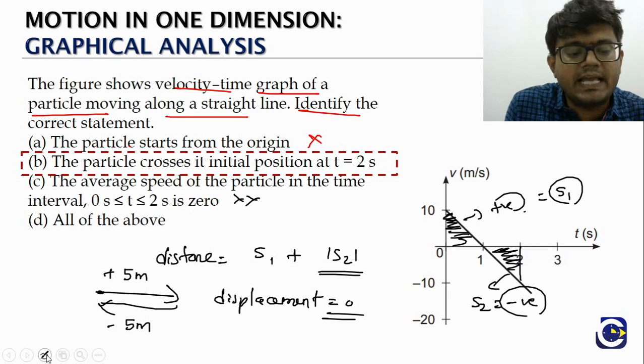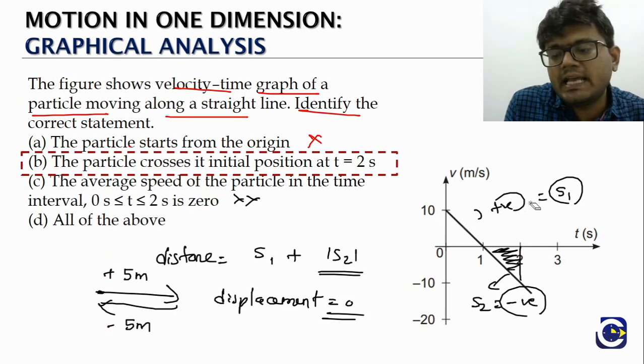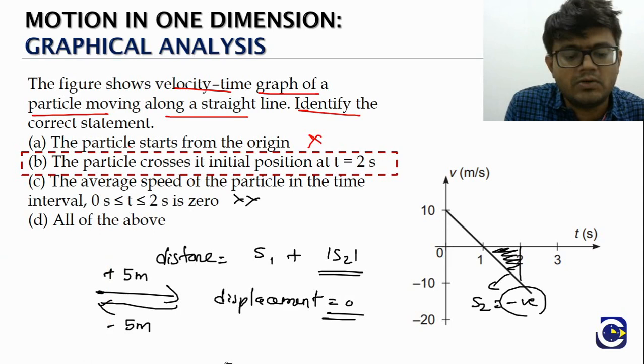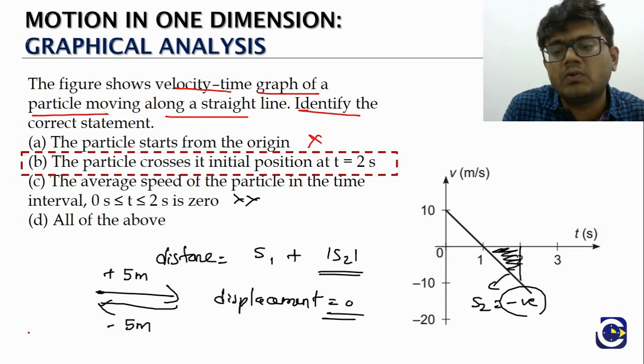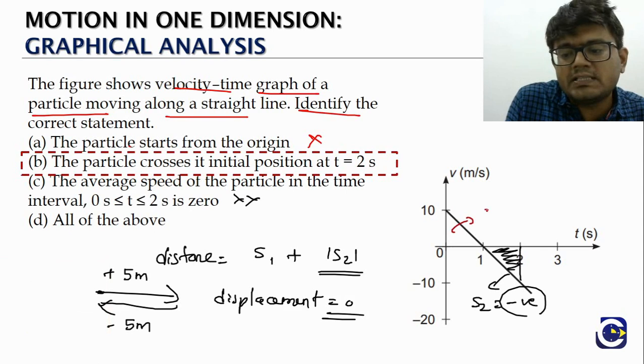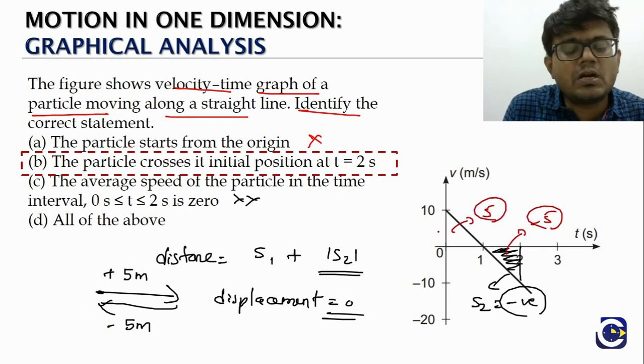What is the area of the triangle? So the triangle area is what? Half into base into height only, no? That is half into 10 into 1, that is 5. So this is 5 and this is minus 5, correct? So overall displacement means 0.